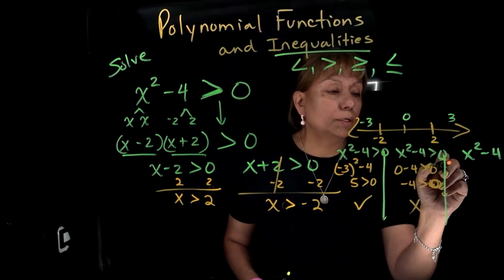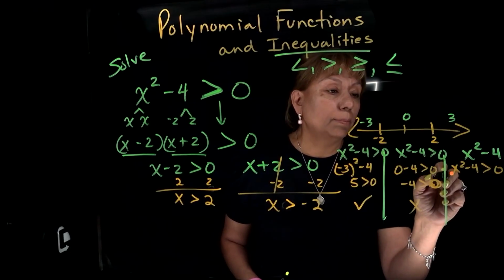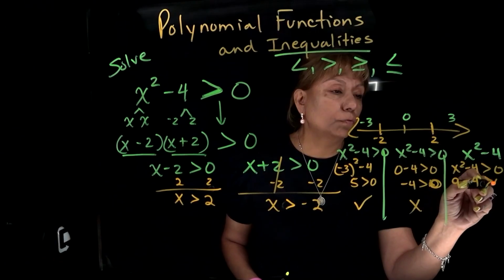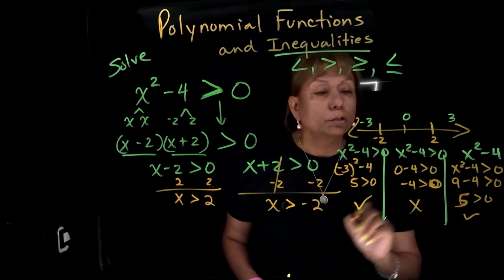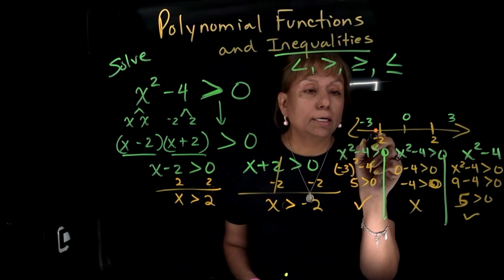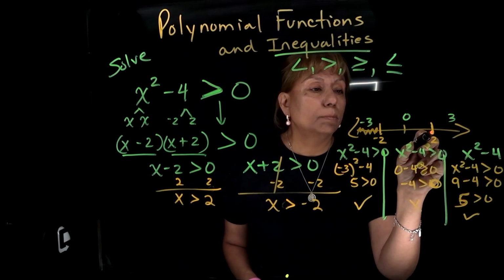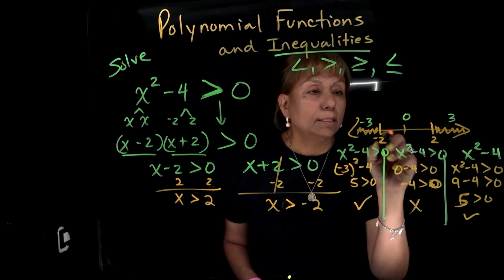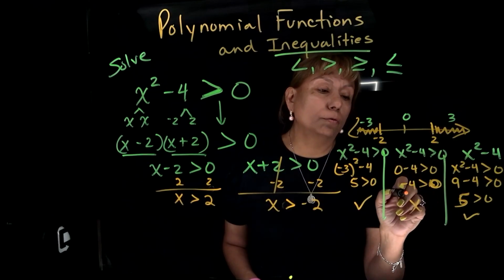Then we test x squared minus 4 greater than 0 with a positive 3. 3 squared is 9. 9 minus 4 is 5. So 5 is greater than 0. What that means is any number prior to negative 2 works in this interval, and any number greater than 2 works in this interval, but nothing in between negative 2 and 2 works because we get a negative 4, and that's not true.